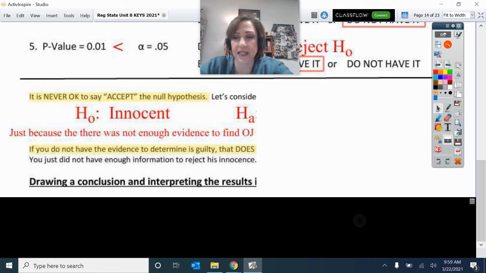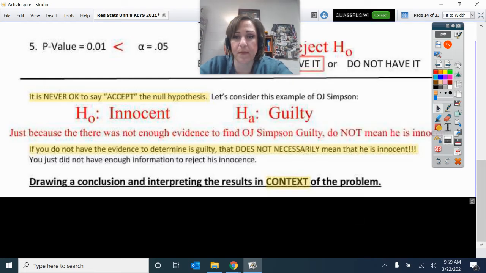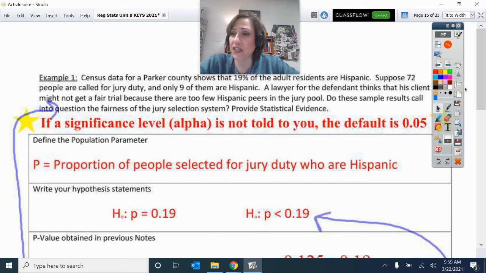All right, and the rest of this is that discussion about how you cannot say accept the null or that H0 is true. And we will always be making our conclusions in context of the problem. Context, context, context. We're done with just regular old mathy stuff. We're putting the math to real life. So everything's always in context. Okay, so let's take a look at these problems.